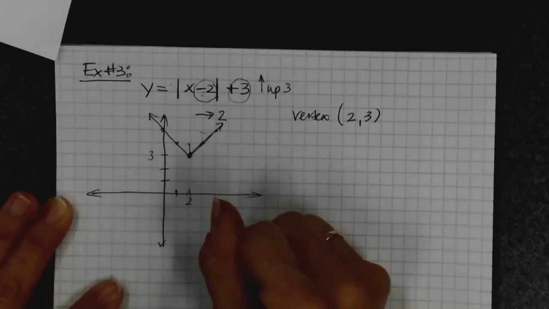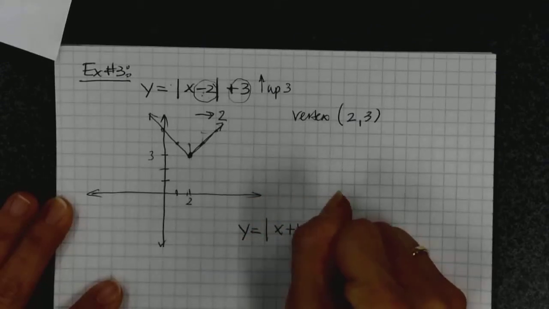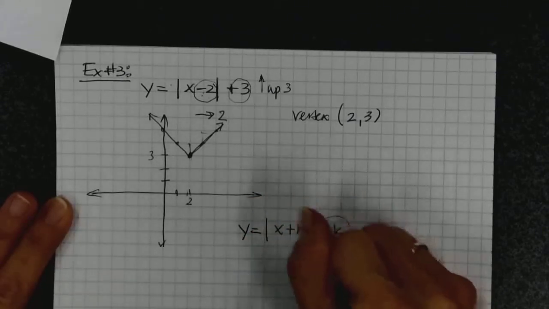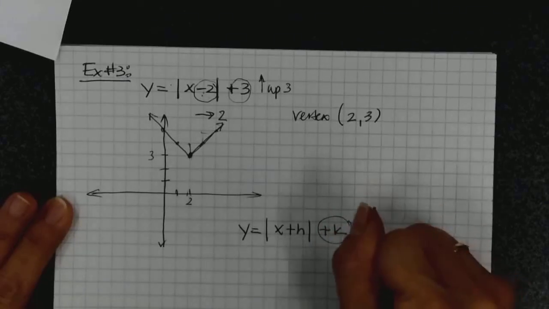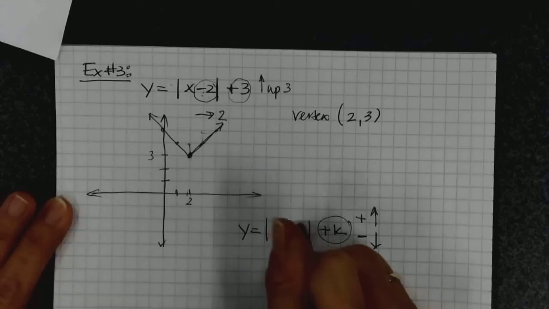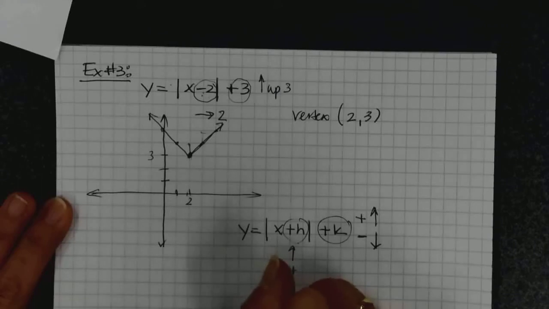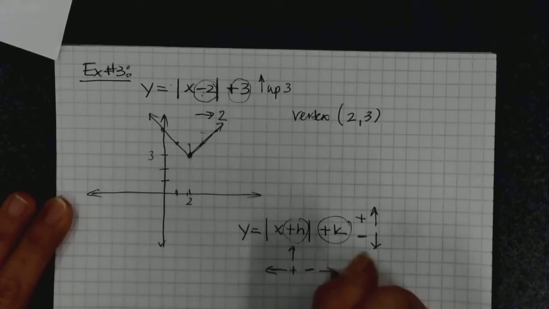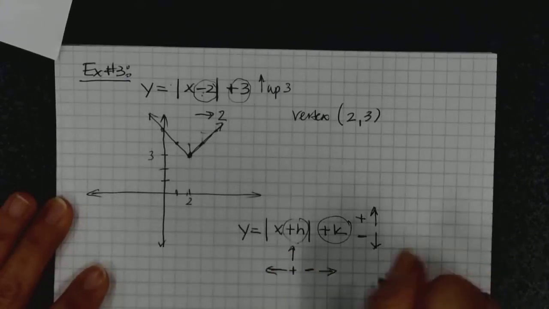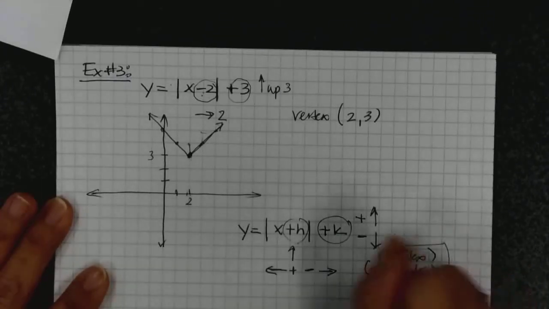So the general equation for absolute value would be y equals absolute value of x plus h, plus k, where the k, if it's positive, moves up, negative moves it down. And then on the inside, right here, if it's positive, it moves left. If it's negative, it moves right. Where the vertex is at negative h, opposite of h, and then comma k would be your vertex.